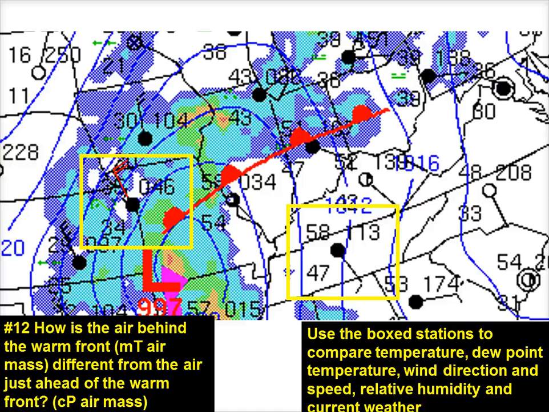Now what we can see is behind the warm front. This again is the leading edge of the warm air. So all the warm air in back of it is here. And the air is warmer, 58 degrees Fahrenheit instead of 35 degrees Fahrenheit in the colder air in front of the front. The air is more full of moisture. We have a higher dew point at 47 degrees Fahrenheit than 34.